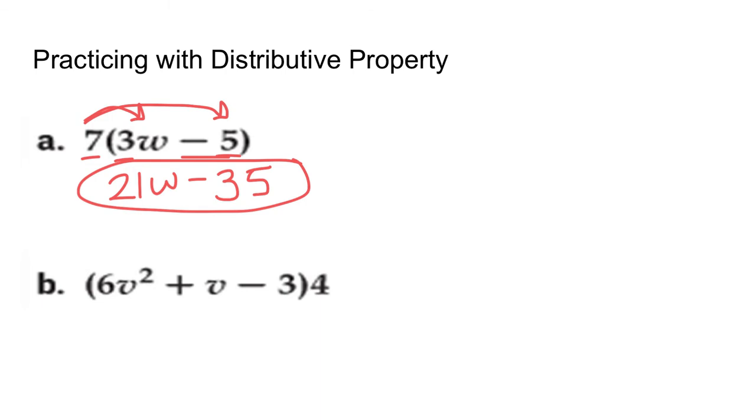Now, B does the same thing, but B is written backwards. They've put the 4 that's being multiplied on the back instead of on the front. If I saw this problem, I probably would just take that 4, move it to the front, and then I would distribute it the same way.